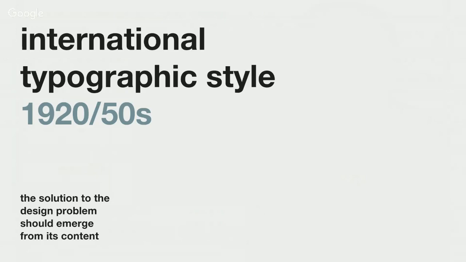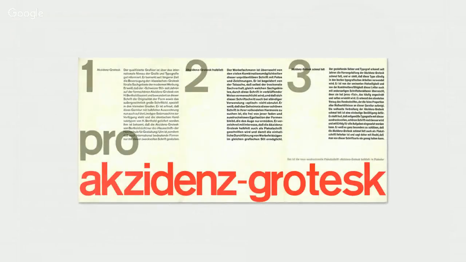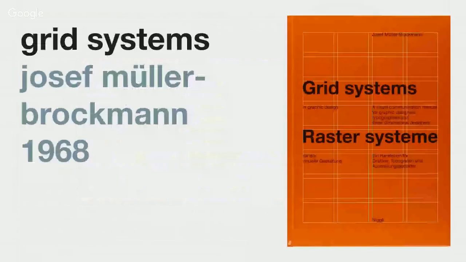And this quote I really like that emerged during this period was that the solution to the design problem should emerge from its content. So it says that you're not creating art and then kind of figuring out what goes in it. You're defining the content first and letting that inform the layouts and the systems and the grids. Here's an idea of sort of the stuff coming out of this. Akzidenz Grotesk was a very popular typeface back then. It inspired things like Helvetica that you all use today. And it was a huge staple among the Swiss style.